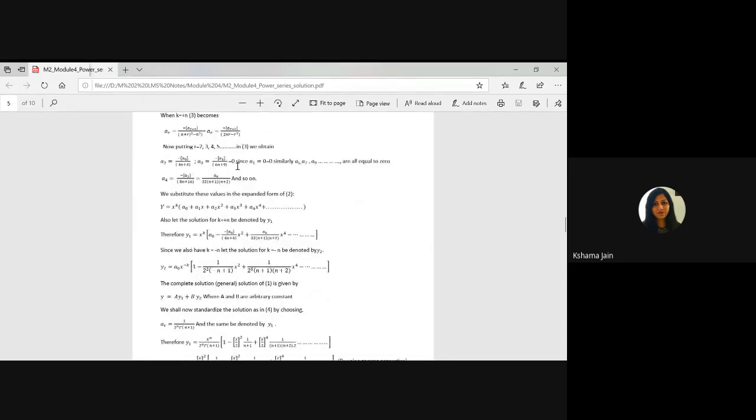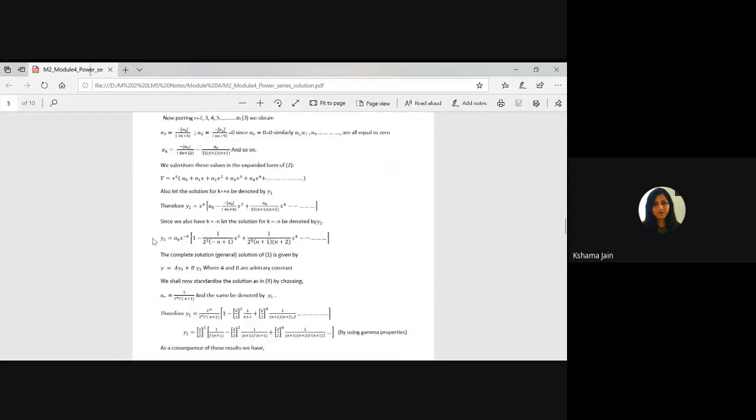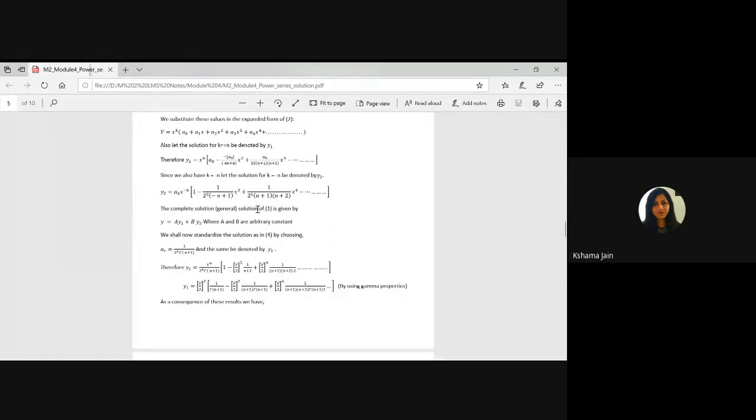And we substitute these. In the beginning the series was a_r x raised to power k plus r. So this is the series they have written. Put the values of a0, a1, a2, a3. We got this. After getting this, this is the complete general solution.